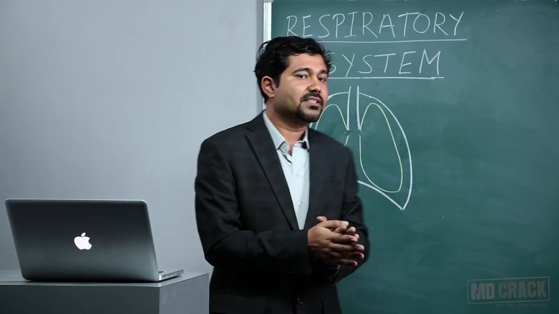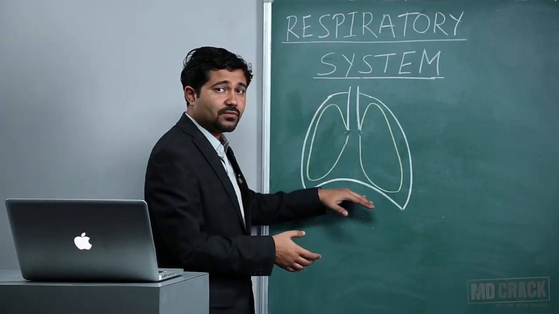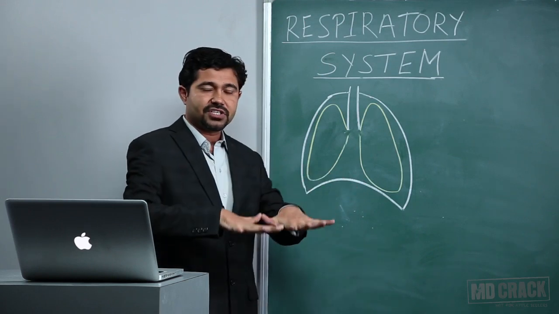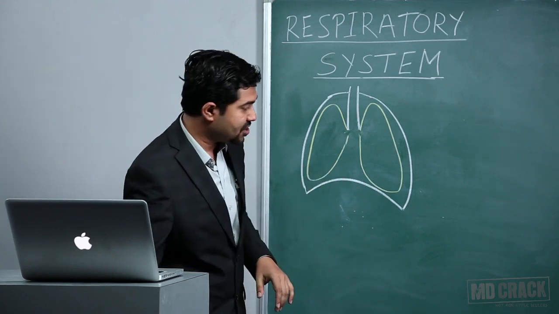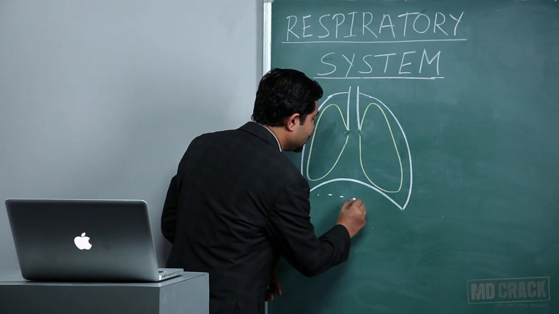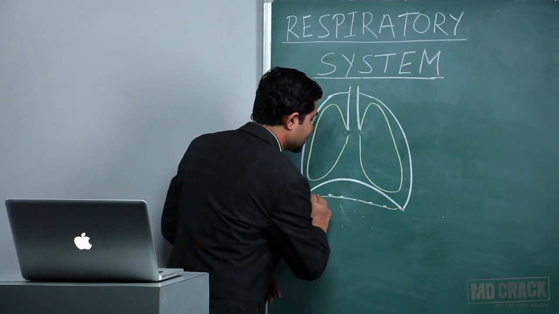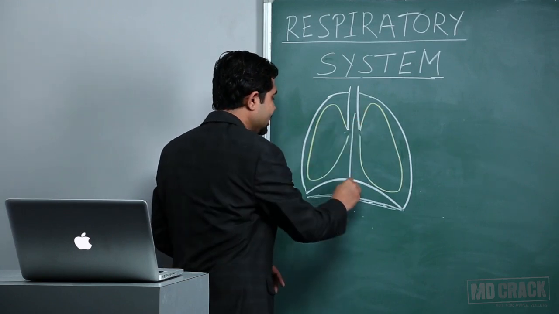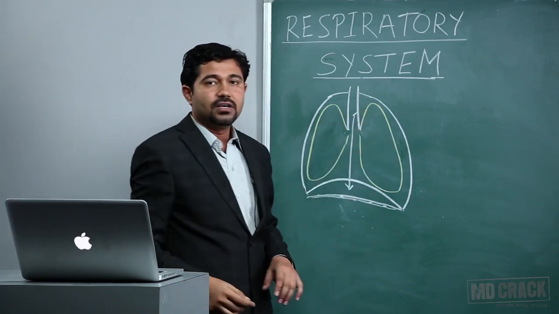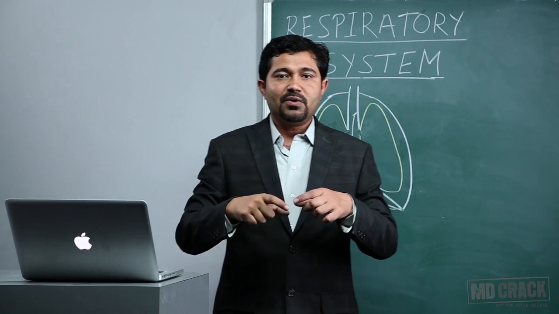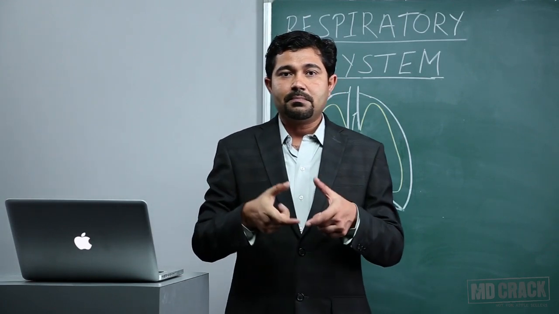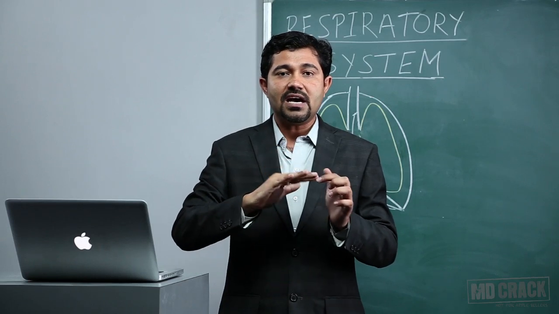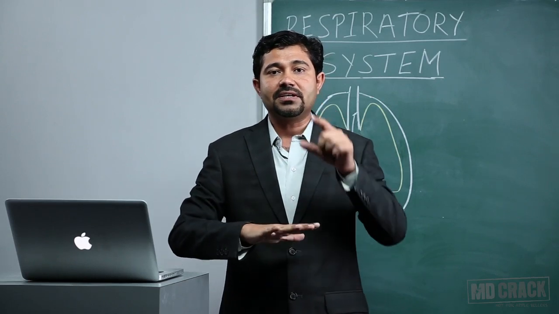And now look at the dome of the diaphragm. This is the dome of the diaphragm. If the diaphragm muscle contracts, what will happen now? This is the diaphragm which has contracted. So what will happen because of that? The vertical diameter has increased. So bucket handle movement will increase the transverse diameter, pump handle movement will increase the anteroposterior diameter, and the contraction of the diaphragm will increase the vertical diameter.